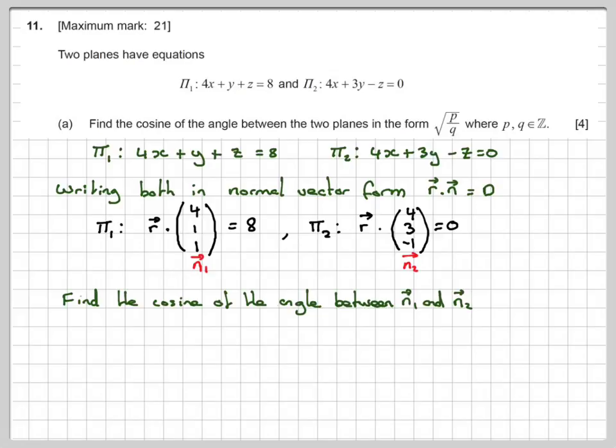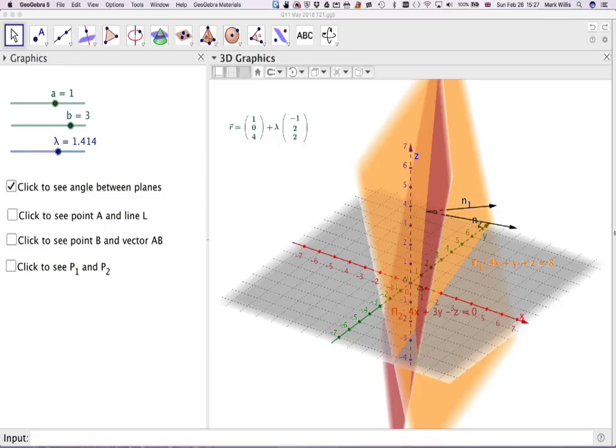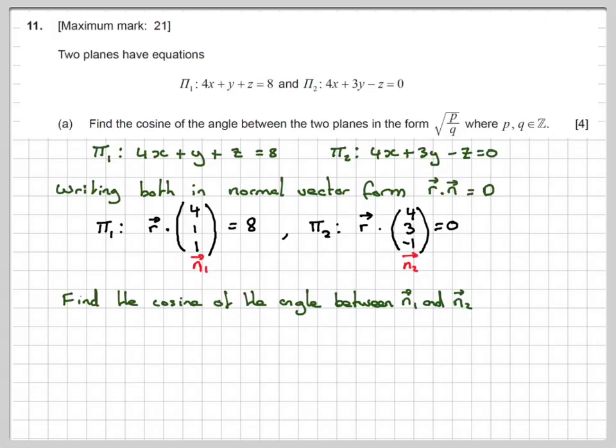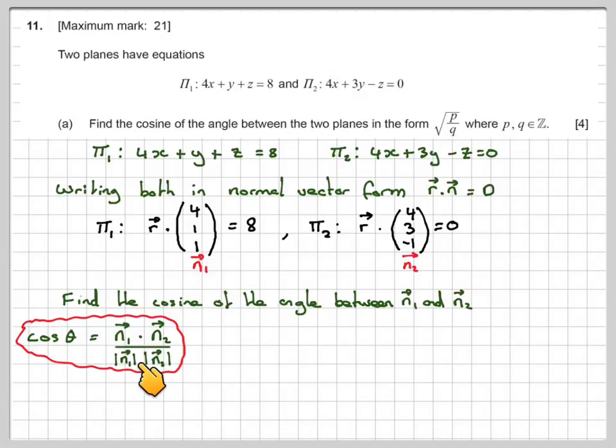So the angle between the two planes is the same as the angle between the two normal vectors. So all we need to do is find the angle between these two normal vectors. So cos theta is equal to n1 dot n2 divided by the magnitude of n1 times the magnitude of n2. So putting the numbers in, cos theta will be 4 times 4, 1 times 3, and 1 times (-1). Be careful with minus signs, please. That's why I put them in brackets.